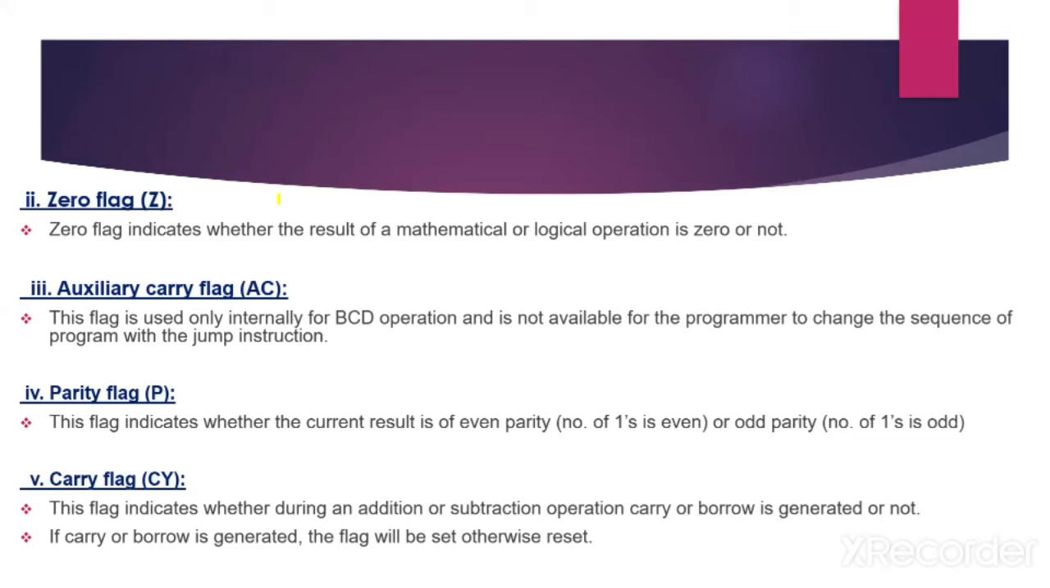Next is parity flag P. This flag indicates whether the current result is even parity, means number of ones are even, or odd parity, means number of ones in the result are odd.